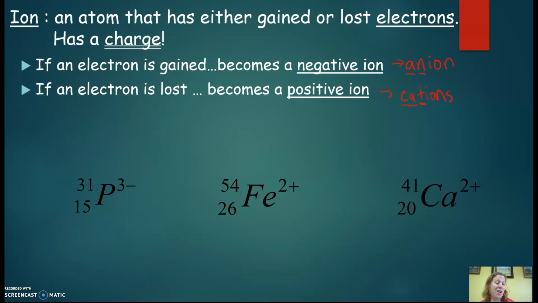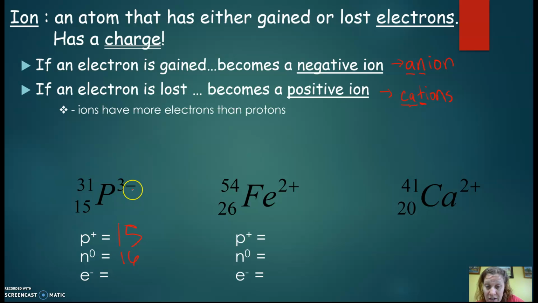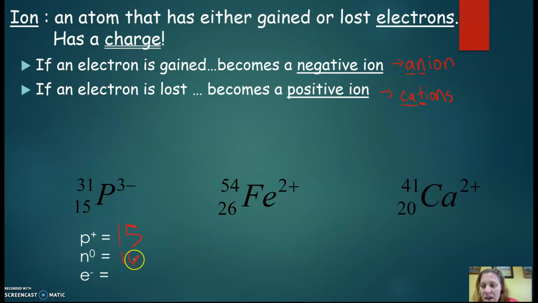Okay, so here's now our examples. Just like before, I'm pretty sure these are the exact same. Remember, the bottom number is protons. To find the neutrons, you just subtract those two. So that's 16. And now electrons. I always try to think about this logically. If you have a 3 minus charge, that does not mean that you have 3 less electrons. You have 3 more electrons because it's a negative, right? Negative means 3 more negatives.